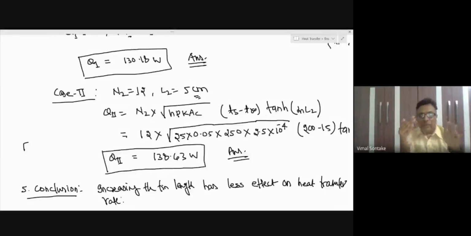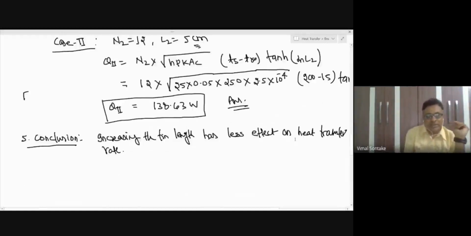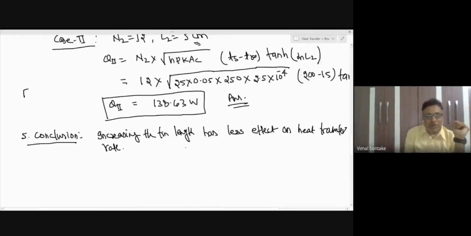So from that discussion and from this numerical, I can conclude: in order to increase the heat transfer rate as well as fin efficiency, length is not going to be the design criterion. An engineer cannot say that if I want to enhance the heat transfer rate by attaching a fin, I must increase its length. Length is never going to be the parameter. This is an important conclusion from fin efficiency and from this numerical. Okay, so with this, you can solve the numerical in this way.